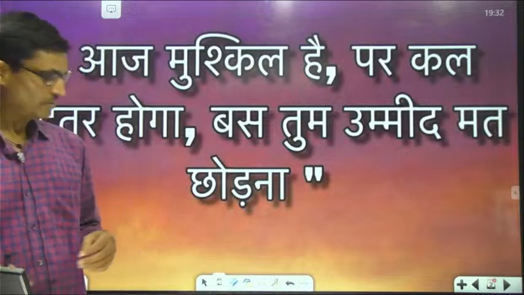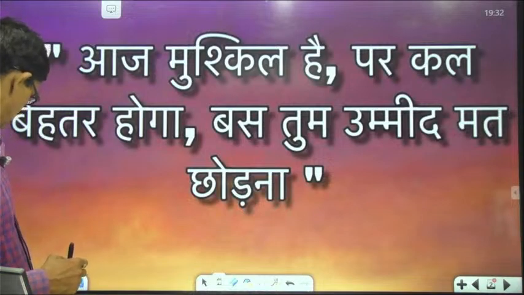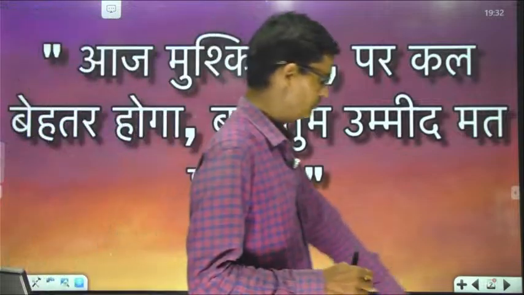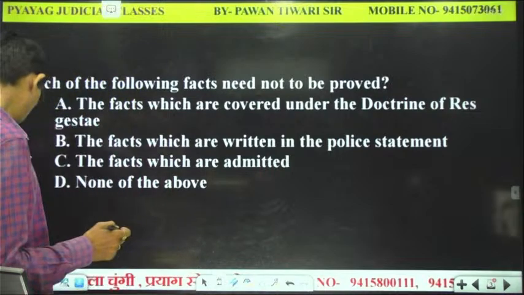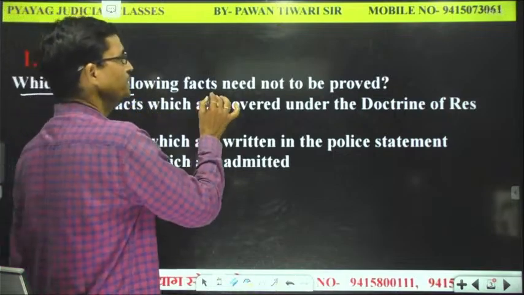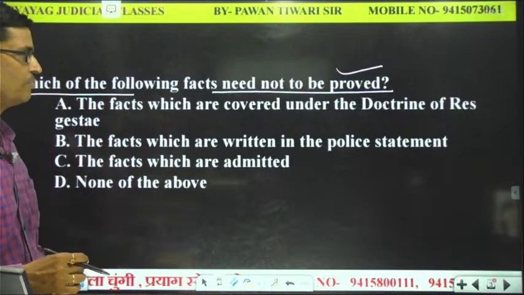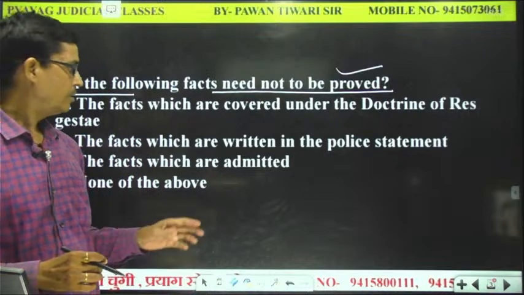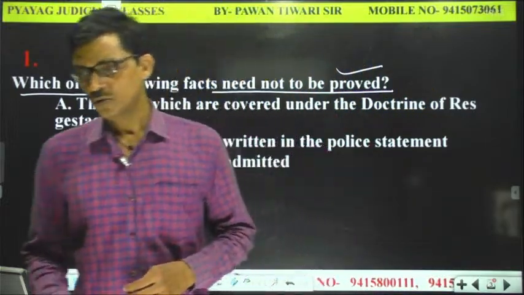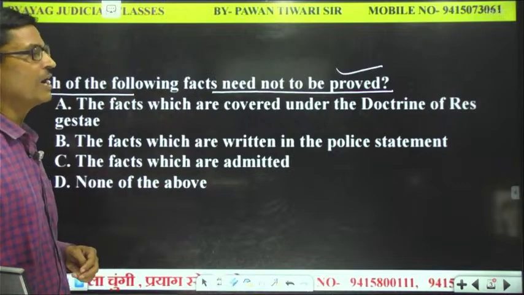Okay, next question, number first. Question first. Which of the following facts need not to be proved? There are four options, and here it is mentioned that one of them explains about the facts that need not to be proved.